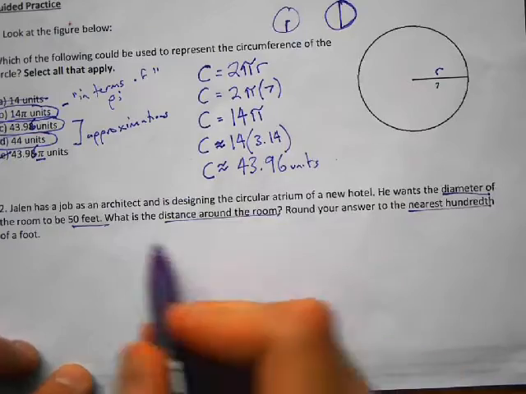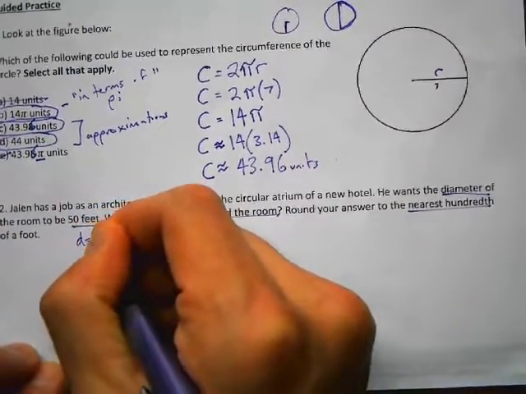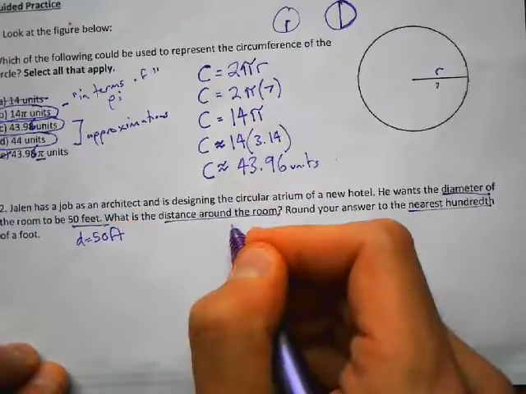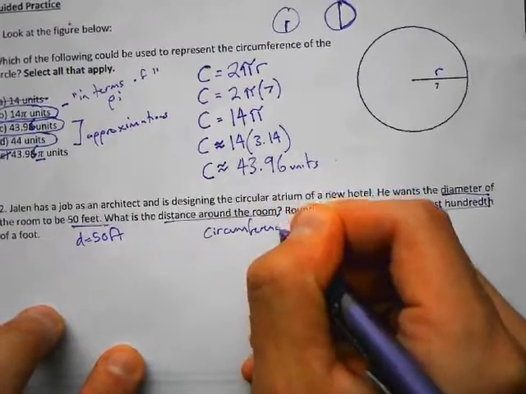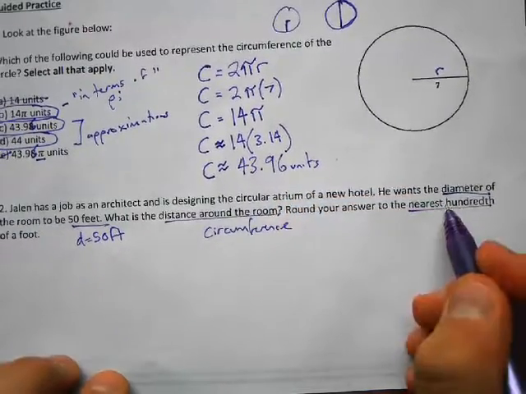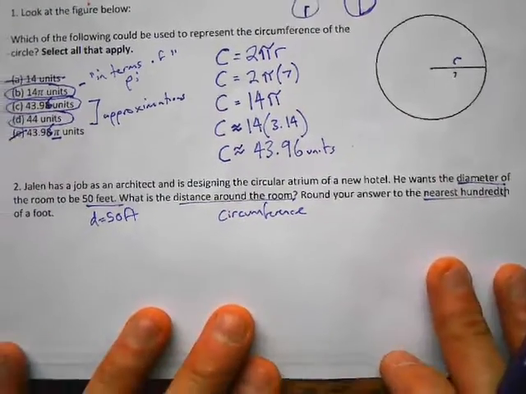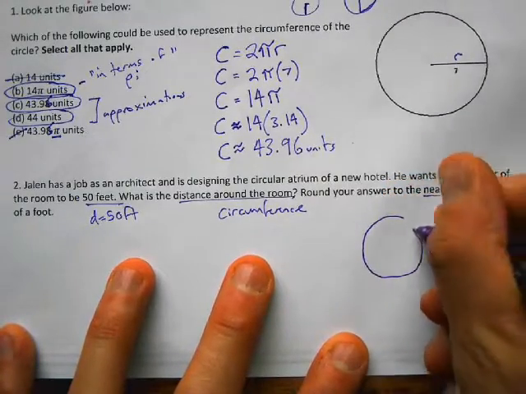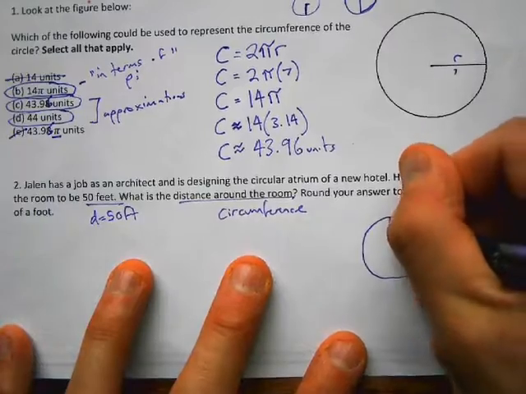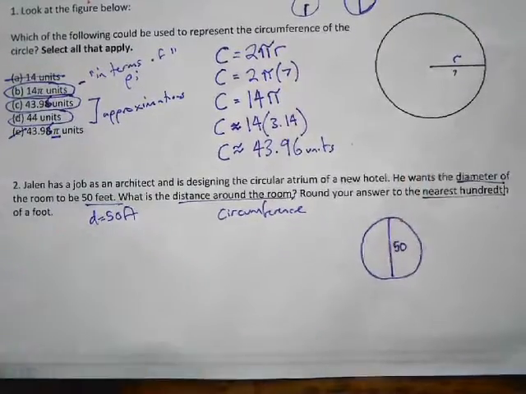Okay, a couple things here as I'm rereading this. The diameter is 50 feet. I'm just going to make a note of that. And he wants the distance around the room. That means he's looking for the circumference. Okay, and we've got to round to the nearest hundredth. So we're not going to find an answer in terms of pi. It is always helpful when you have a geometry problem with no picture to draw a quick sketch. Remember that this is the diameter, so it's going across. The diameter is 50 feet.